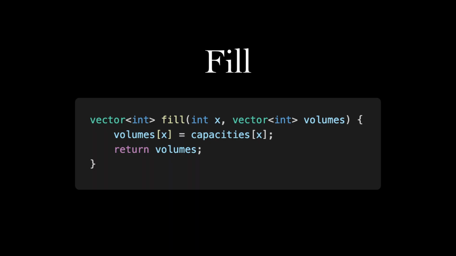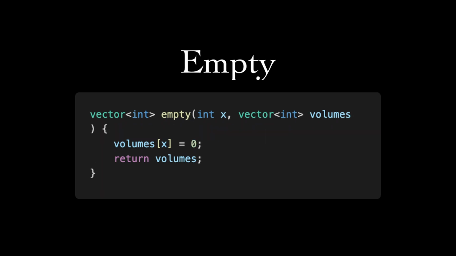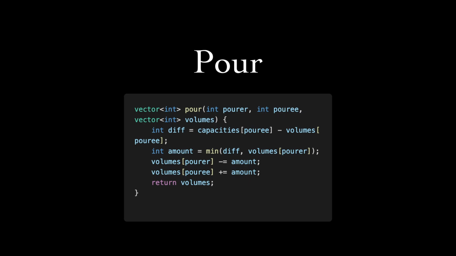This problem requires us to find the minimum number of steps to end with exactly n ounces in any jug, starting from all jugs being empty. Each step consists of one of three operations. 1. Completely filling a jug. 2. Completely emptying a jug. Or 3. Pouring one jug into another until either the source is empty or the destination is full.